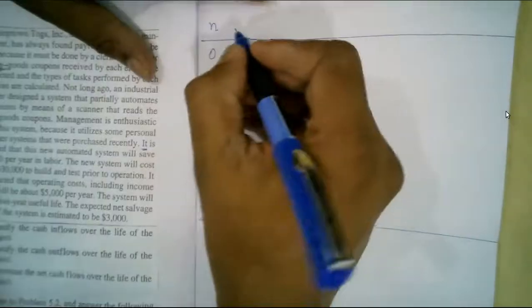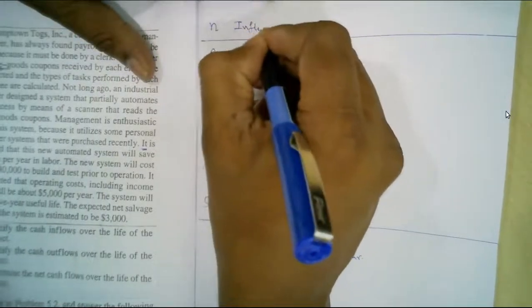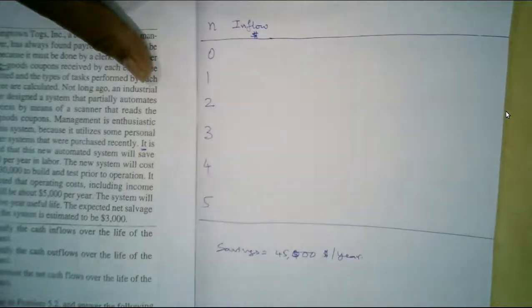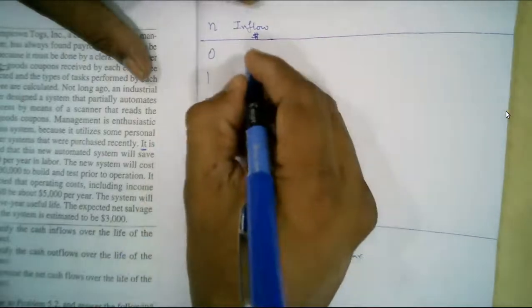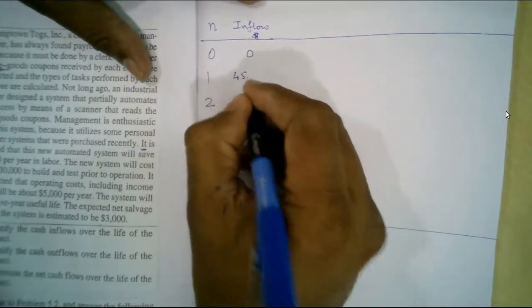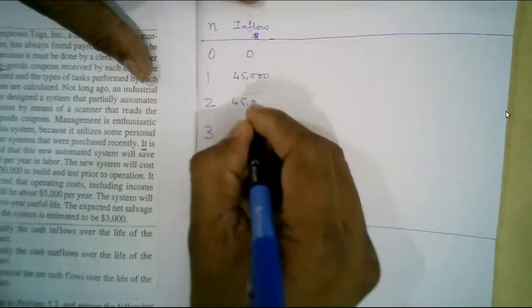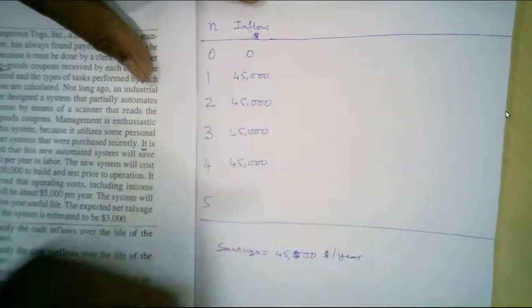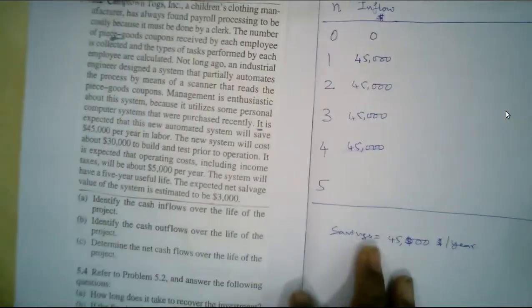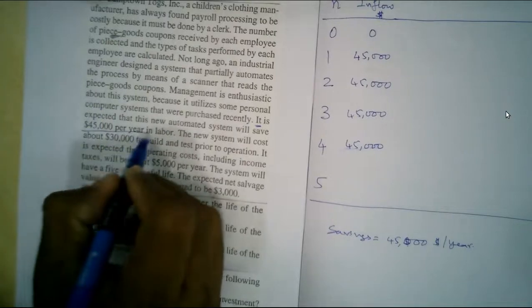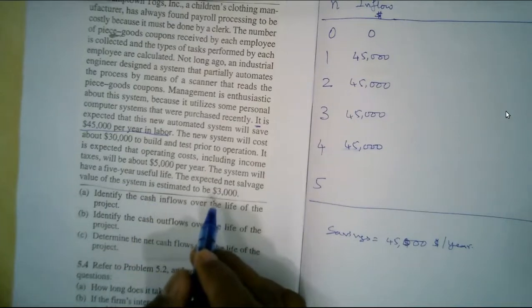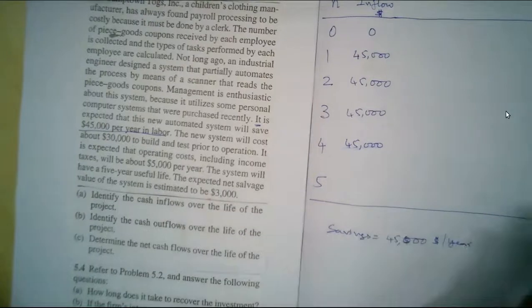So here I will write inflow. That means the cash that is flowing into the company. In the zeroth year there is no cash inflow, but afterwards the cash inflow is 45,000, 45,000, and so on. You just mention that here like this. Now, at the end of the last year, we have the expected net salvage value of the system, estimated to be $3,000. So salvage value will be added as an inflow in the last year.